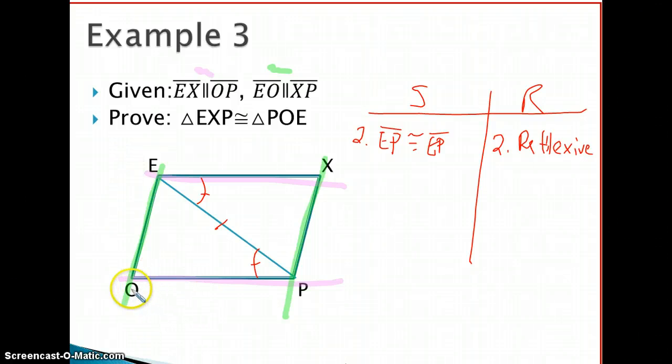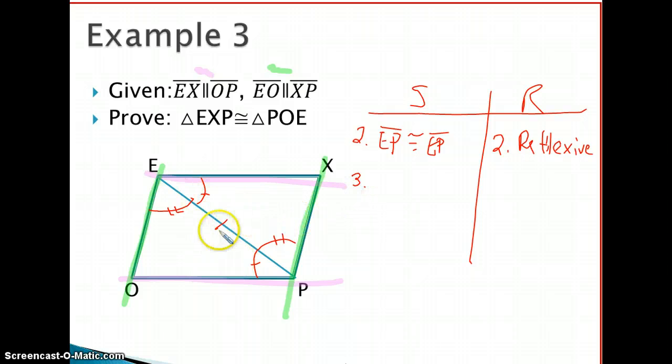Similarly, if I go down the green lines, I start at O, go to E, follow it to P, which takes me up to X. I've got that N or Z shape, which is also alternate interior angles, which tells me now that these angles are congruent as well. Now I have enough information, because I have an angle, a side, and an angle, to say that the triangles are congruent by ASA.